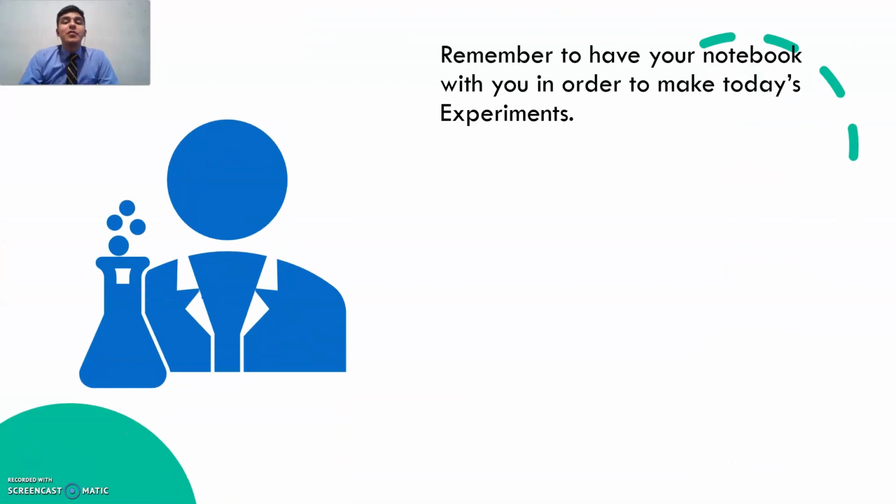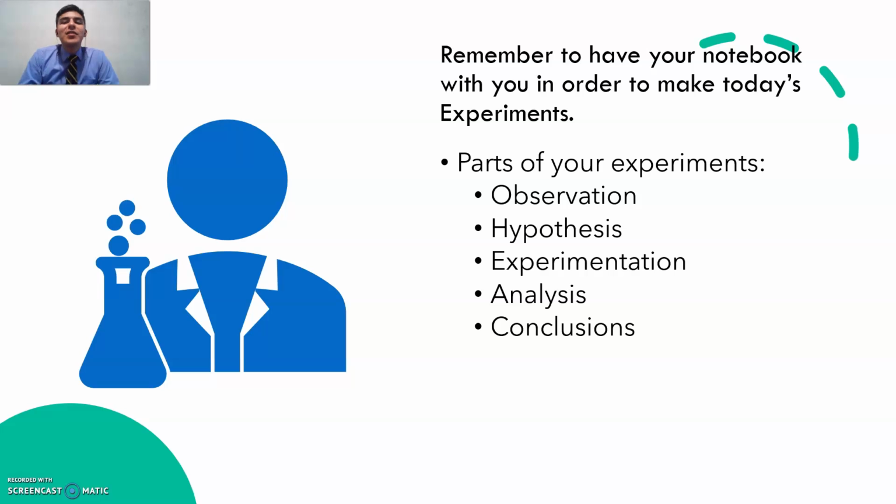So remember to have your notebook with you in order to make today's experiment. That's very important. Today you're not going to make a summary, but you have to actually make an experiment by yourselves, okay? So when you make your scientific report, what parts do you need to include? Just refreshing your mind a little bit about the scientific method. And remember that we have worked on this before. So you need to go over the observation, hypotheses, experimentation, analysis, and conclusions.